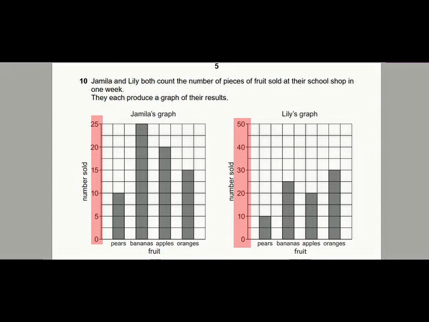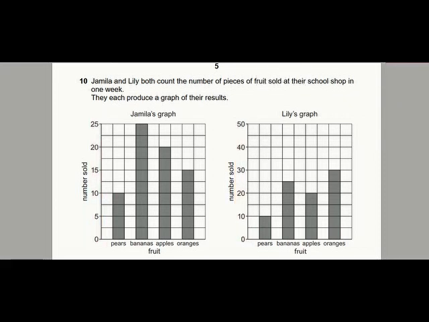The highest amount is not 50. Jamila's graph reaches 25. In Lily's graph, it reaches 50. So it is actually the double of it. So we have to be really careful with that because they are giving us different amounts, which at first sight might look the same. So please, once again, be careful.